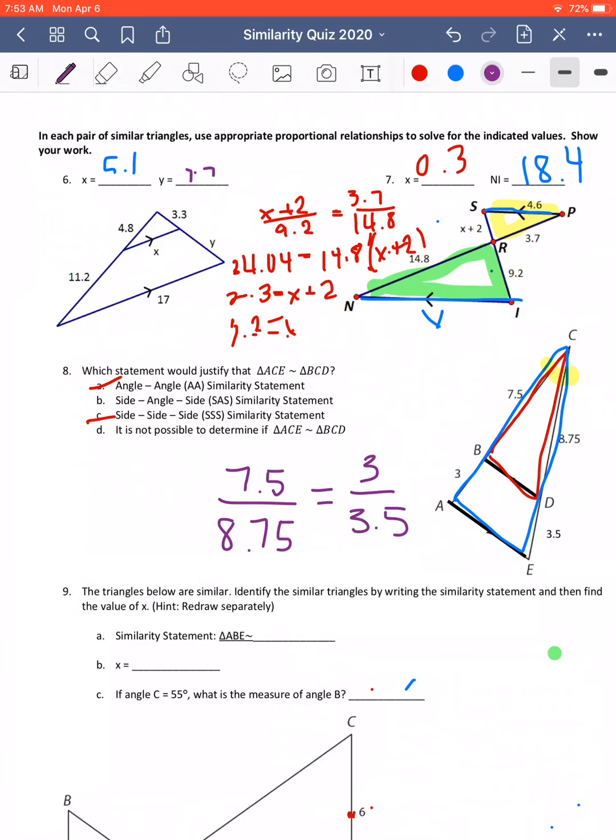Then let's see if that's proportional. You can cross multiply, or you could simplify both fractions. It's completely up to you. If I cross multiply, I get 7.5 times 3.5, that's 26.25. And then 8.75 times 3 is 26.25. So that means the sides are proportional, so they are similar by side angle side. I'm not going to go over the last one because it's a little bit more difficult, and I don't think that's a level we need to get into right now. All right.